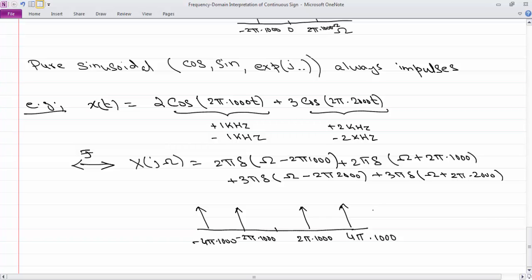Now, that is the essence of the Fourier transform. That continuous time Fourier transform tells us about the frequencies present in the signal.